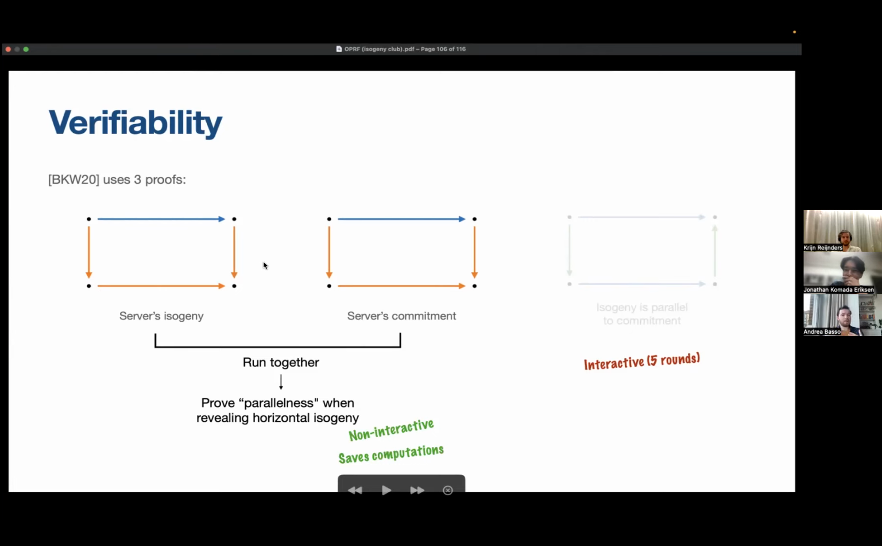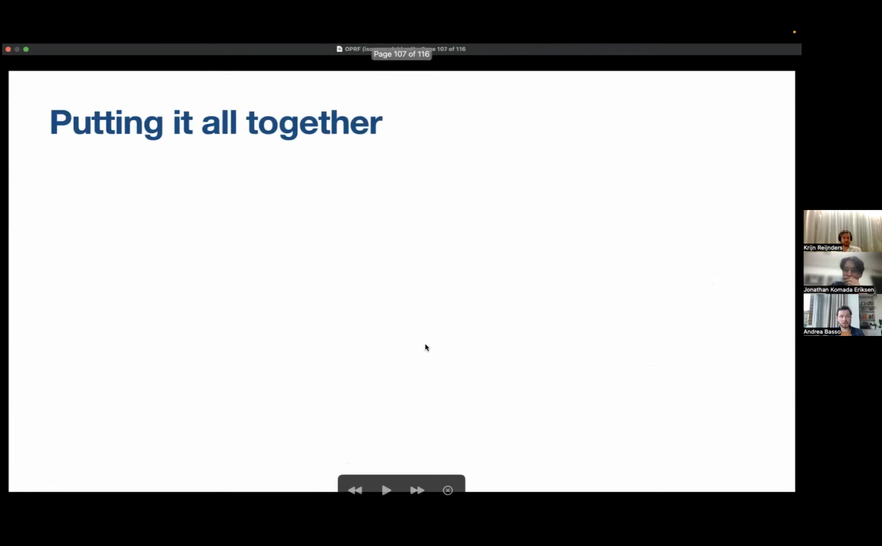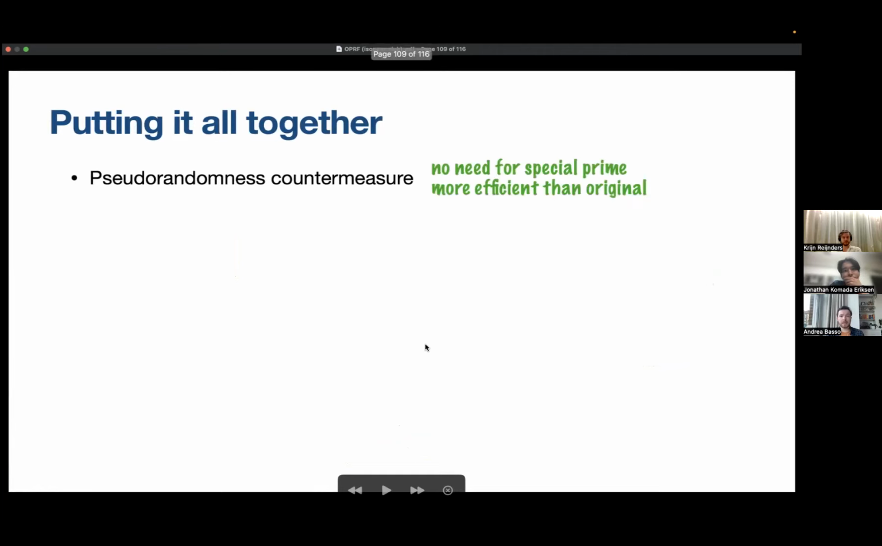And basically, just by using the shared randomness, this guarantees that we can obtain a third proof for free. So this also allows us to obtain verifiability without increasing the number of interactions. To sum up, putting everything that we've seen together, we propose a countermeasure against the pseudorandomness attack that doesn't require any special prime, and it's actually more efficient than the original construction.